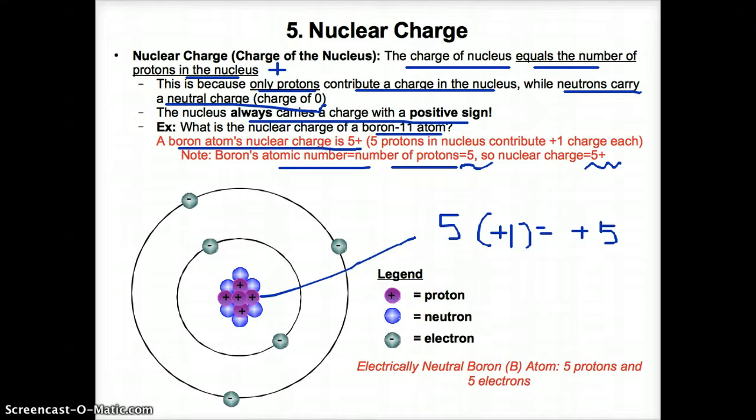Now, the total charge of neutrons in the nucleus is found by multiplying the number of neutrons in the nucleus, which is 6, by the charge of each neutron, 0. So you have 6 times 0, or 0 as the total charge of neutrons in the nucleus.